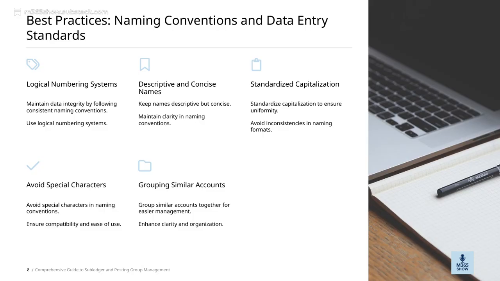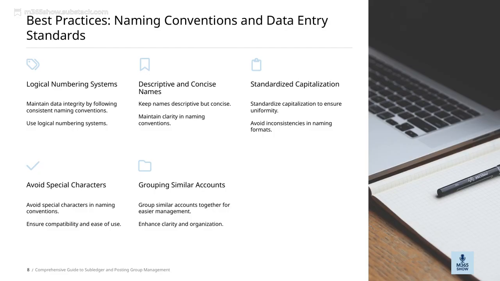Let's talk about best practices for naming conventions and data entry standards. First, it's important to group similar accounts together. This makes management much easier and helps enhance clarity and organization across your systems. When accounts are grouped logically, finding and working with them becomes a lot more straightforward. Next, avoid using special characters in your naming conventions. Special characters can cause compatibility issues and make data entry more cumbersome. Keeping names simple and consistent ensures they work smoothly across different platforms and users.